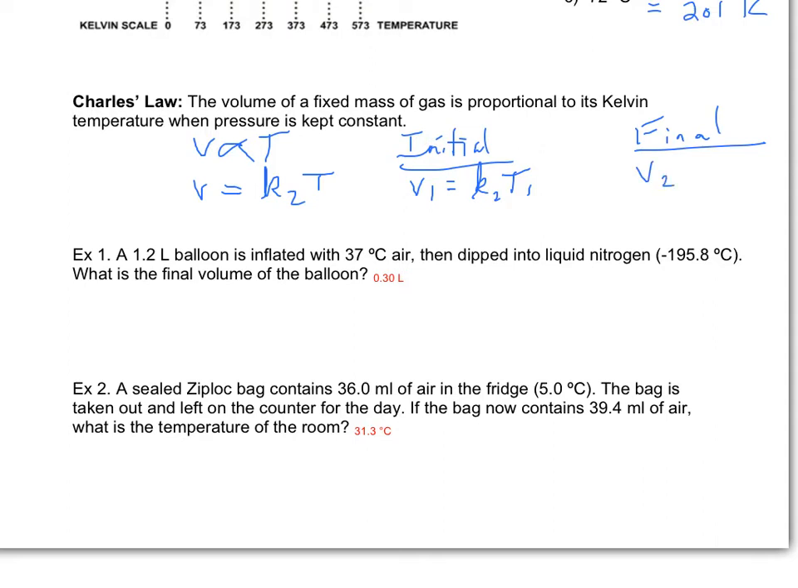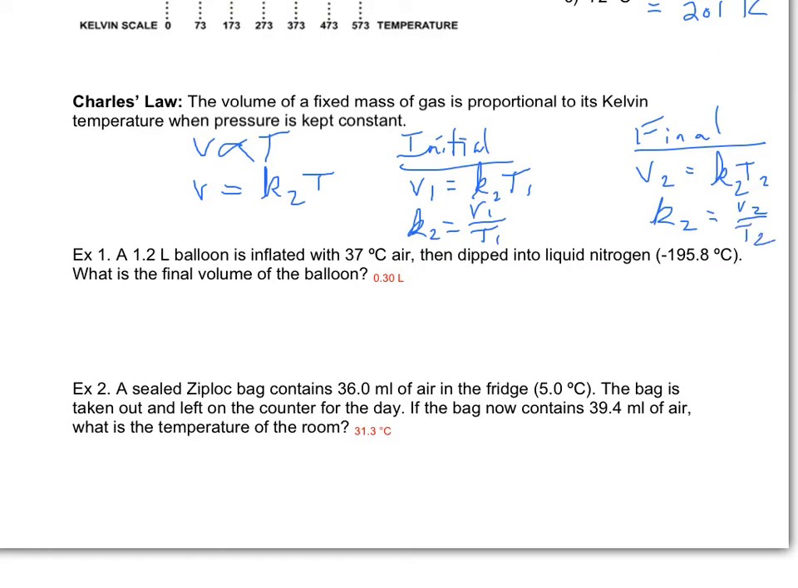I'll label that V2 and T2. Now, as long as I don't open the balloon and change the gas that's inside of it, if I still have oxygen, in this example, K2 is still going to be in the equation, and it's still going to be the same value. If I rearrange both the initial and the final equations so that they say K2 equals, I get V1 over T1, and on my final side, I get V2 over T2.